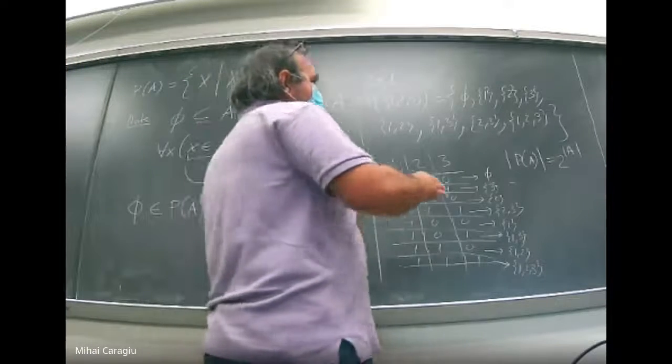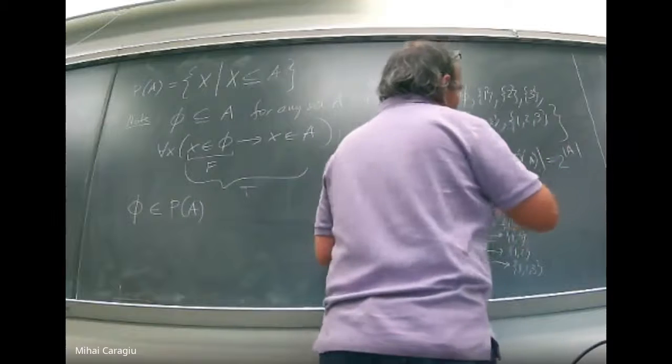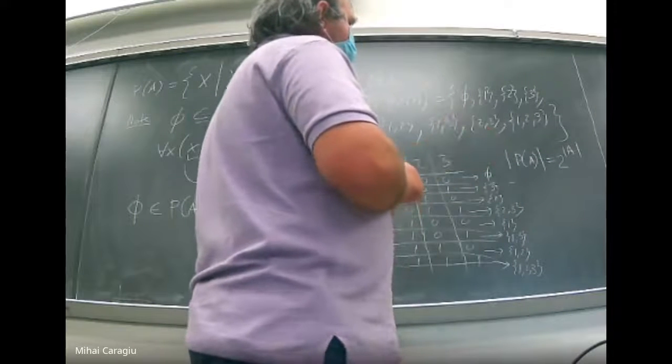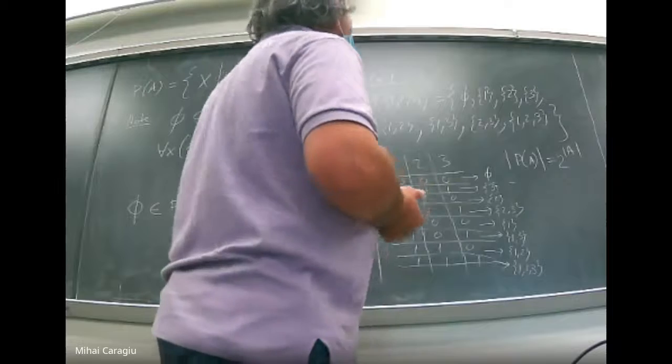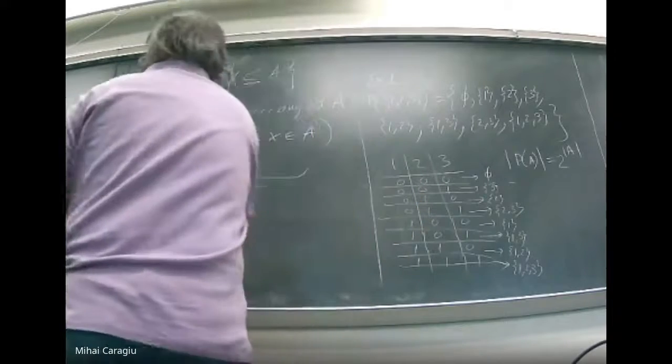So any subset of A, if A has n elements, can be represented by a bit string of length n. Okay, let's take another one.